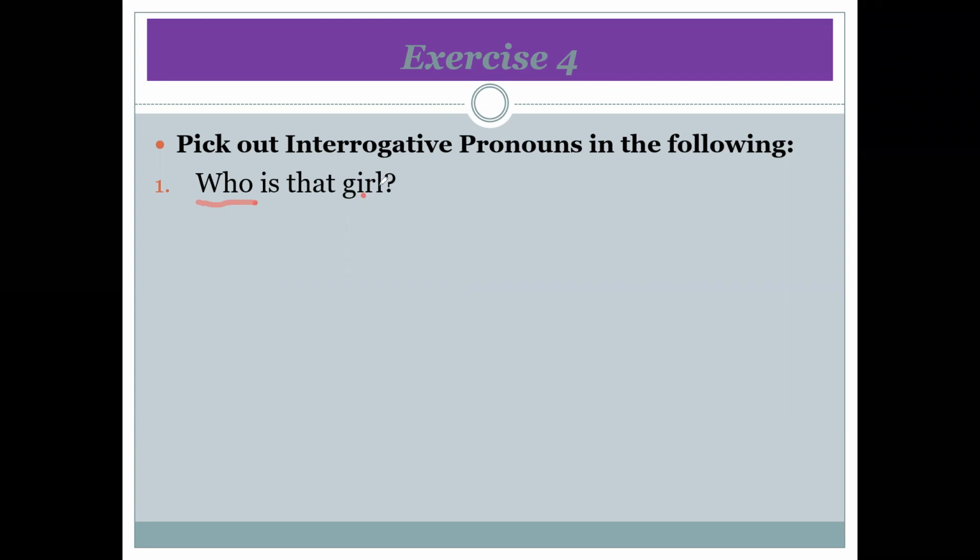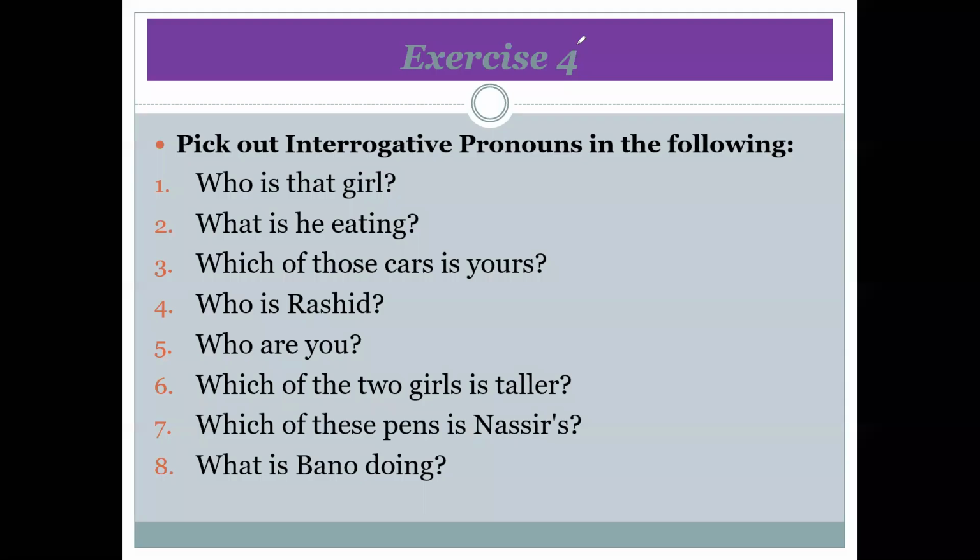Number 2. Yes, students, after this sentence we have sentence number 2: what is he eating? So where is the interrogative pronoun? Here, what. In the first it was who, here it is what. Number 3: which of those cars is yours? Now here, dear students, which is telling about which of those cars. There are many cars. Now you have to tell which of those cars is yours. So the pronoun which works in the place of a noun.